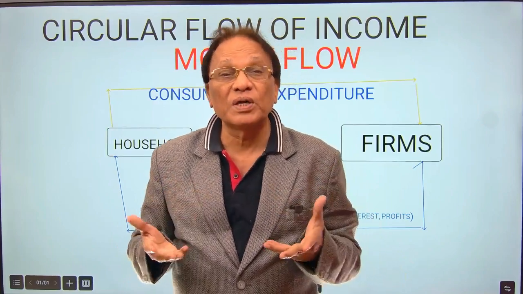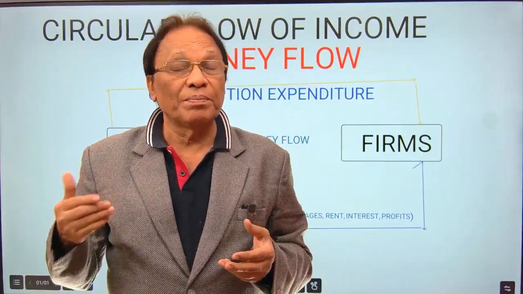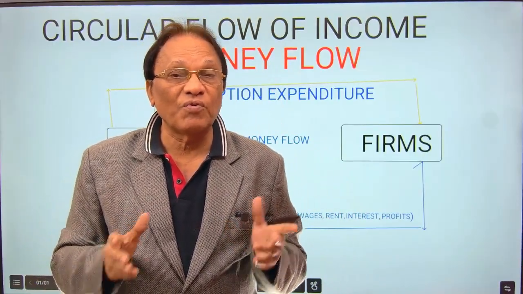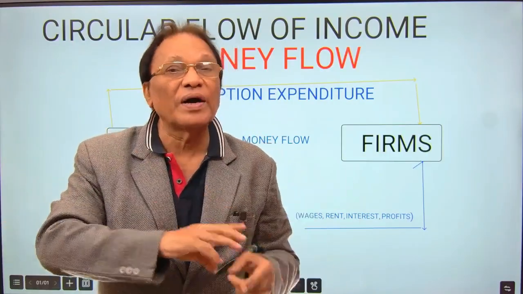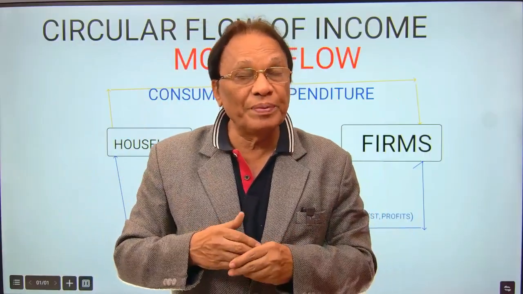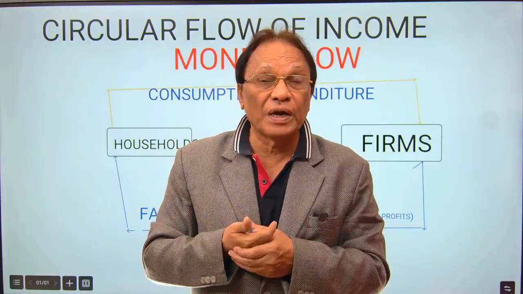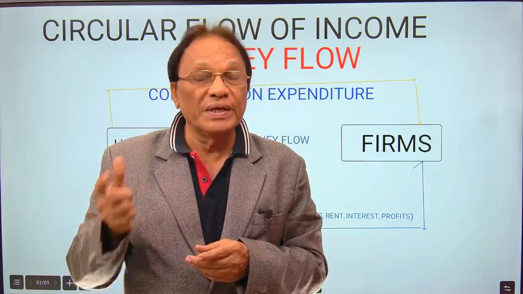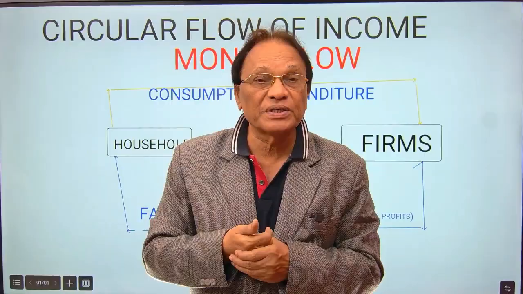In simple terms, in one sentence, real flow means flow in terms of goods and services, and money flow means flow in terms of money. Real flow means flow of goods and services from one sector to the other sector. Money flow means flow of money from one sector to the other sector. That's very simple. The next question we will be discussing in another video is circular flow of income in a two-sector economy. In that video, we'll be discussing both real flow and money flow, and how it happens.